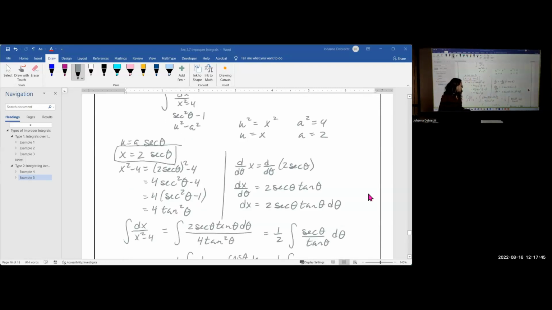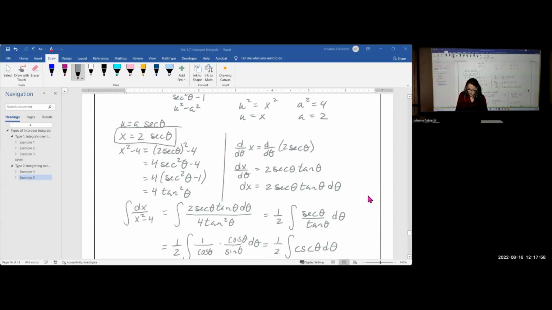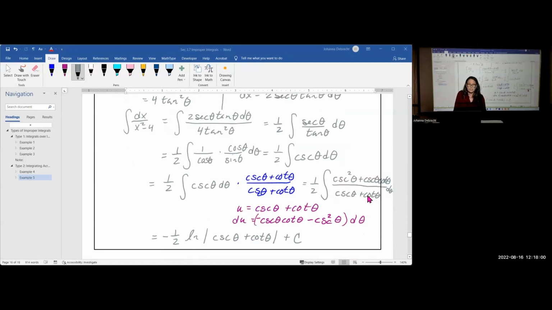That leads us to the integral of 2 secant theta tangent theta d theta over 4 tangent squared theta, which reduces to 1/2 the integral of secant theta over tangent theta. Now, this isn't one of the ones that I know off the top of my head, so I instead converted everything to sine and cosine and simplified it, and it turned out to just be cosecant of theta. So that was a trig substitution process that I'm engaged in here.